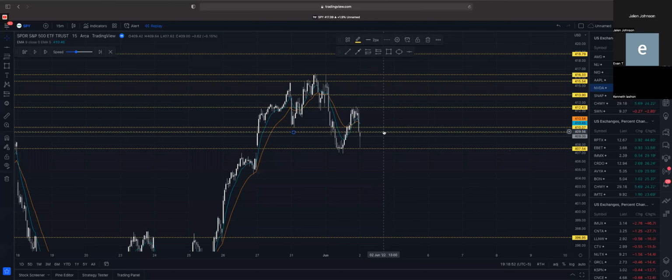409.49. We could just put it right there. And I always change this color to a different color, so I know that that's the opening price, right? Let's go ahead and plot that. Boom.